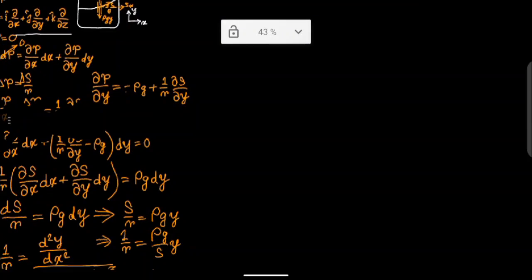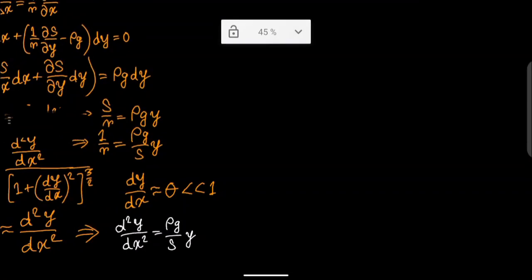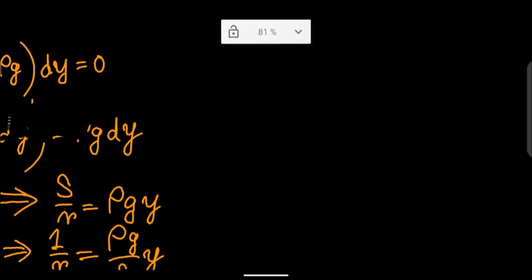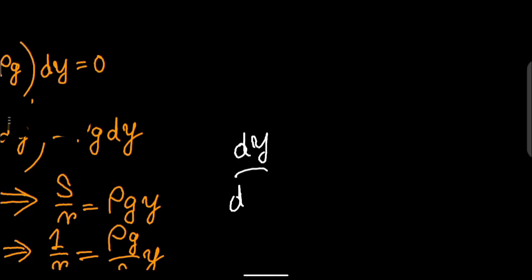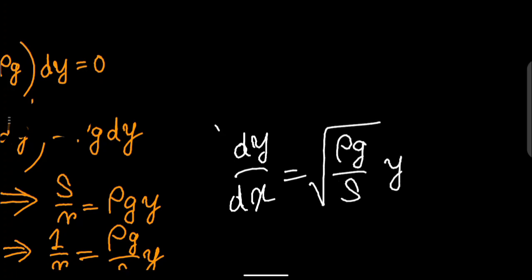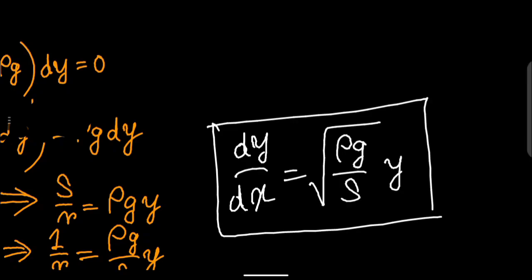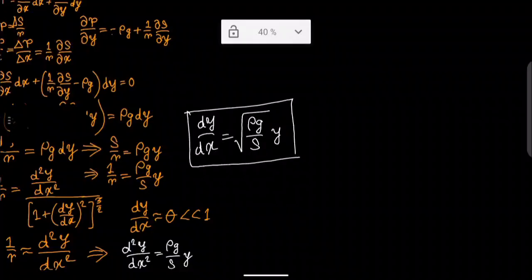And one more key takeaway is that you do not get the dy/dx value from here. In the previous approach, as much as I remember, if you did force balance, you would get dy/dx equal to root of rho g by S into y, something like this. But in this approach, you do not get that value. So if this is required, force balance is the best thing to do, but probably you can do some mathematical manipulations and get this from this equation too.